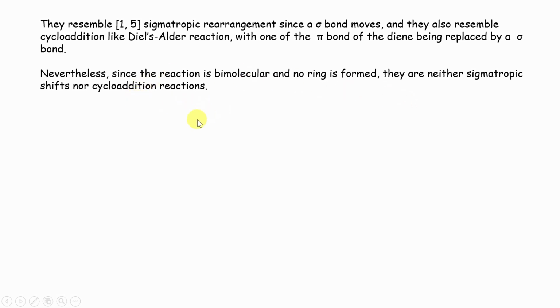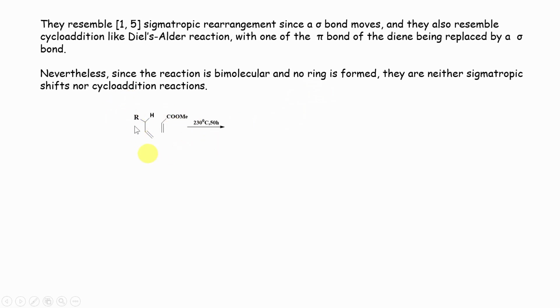You might have studied that a sigmatropic rearrangement is a monomolecular rearrangement. It is not a bimolecular rearrangement. But the Ene reaction is a bimolecular rearrangement. Here no ring is formed, and hence it is not like a Diels-Alder reaction. And hence we can say they are neither sigmatropic nor cycloaddition reactions.